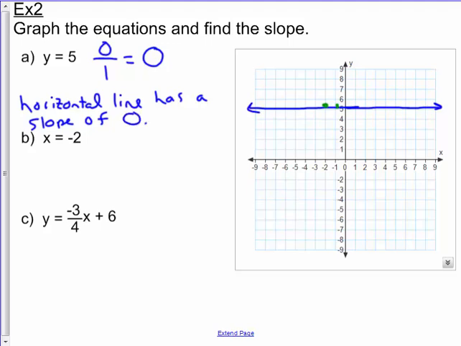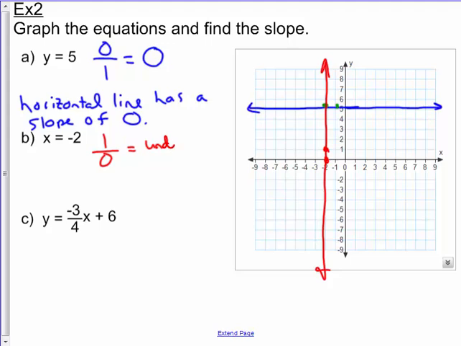If I look at the next one, x equals negative 2. I'm going to do the same thing. Now it's a vertical line at negative 2. Now what's the slope? If I start at a point and I go up 1 over 0.